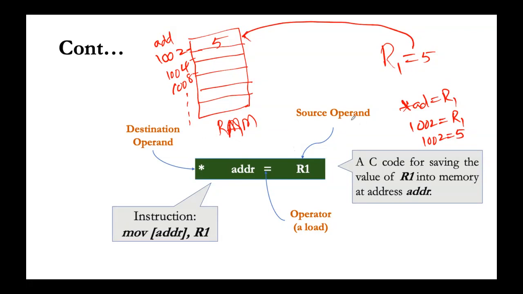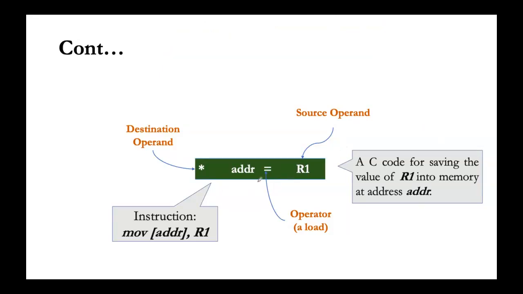This kind of instruction can also work vice versa. Sometimes the content from the address will be stored into R1. So it simply says that in these instructions, the source operand is this one, and the operator here is the load.